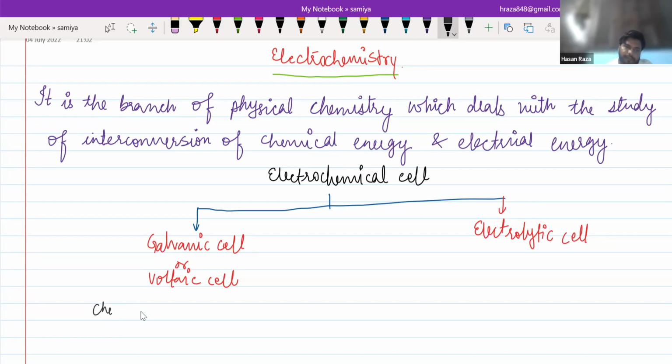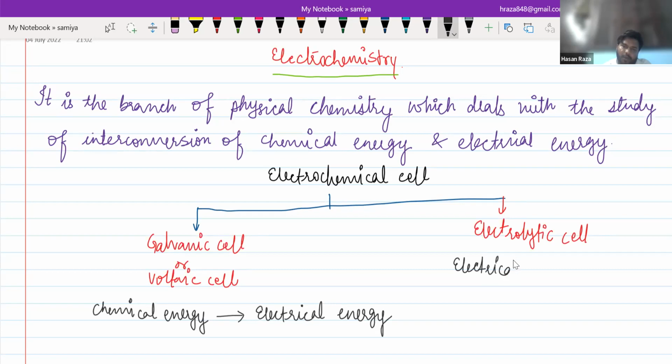We use chemical energy to produce electrical energy. In the same way, I can write electrolytic cell. What is electrolytic cell? So basically, we use electrolytic cell to convert electrical energy into chemical energy. So this is very easy to understand.